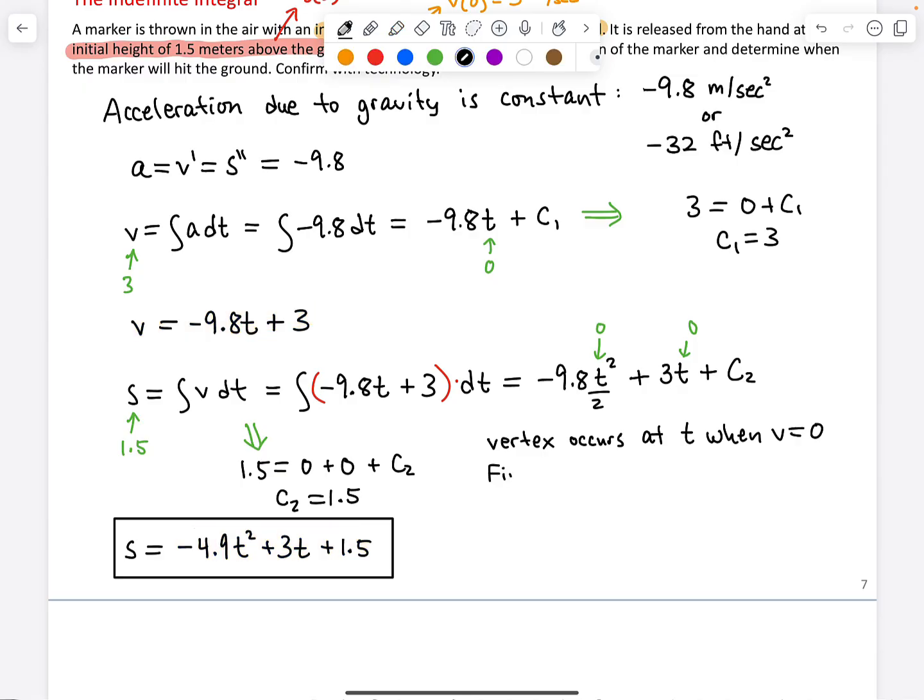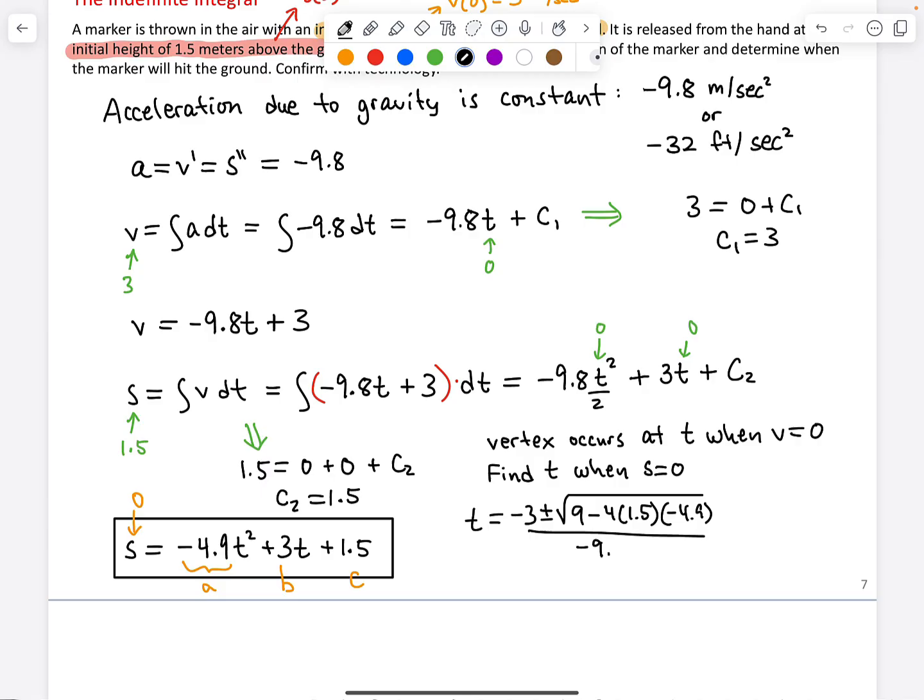Our objective is find t when s is 0, because s stands for the position or the height of the object. We want that to be 0, hence on the ground. So we would change s to 0 and solve this equation for t, which would require the quadratic formula. A is negative 4.9, b is 3, and c is 1.5. And we'd get negative b, which is negative 3, plus or minus square root of b squared, which is 9, minus 4ac, all over 2 times a, or negative 9.8.